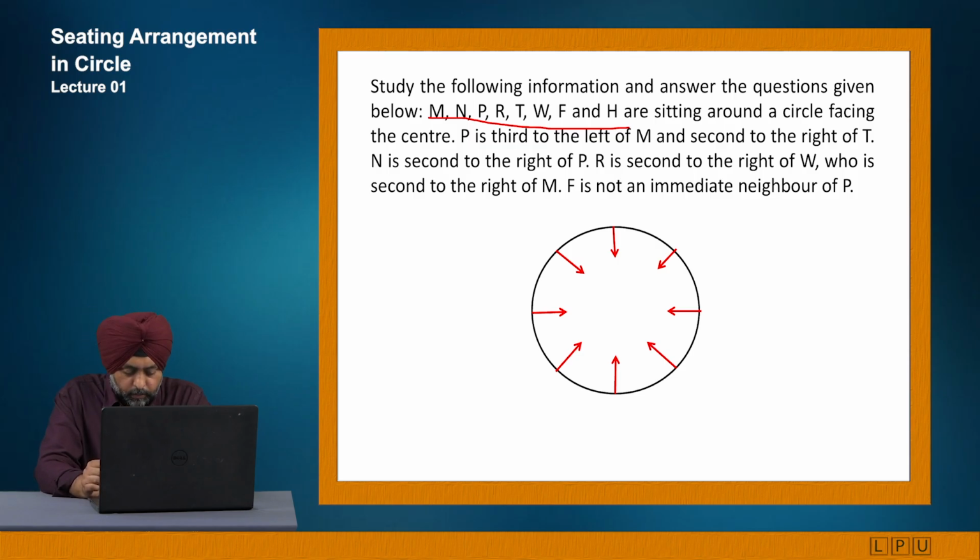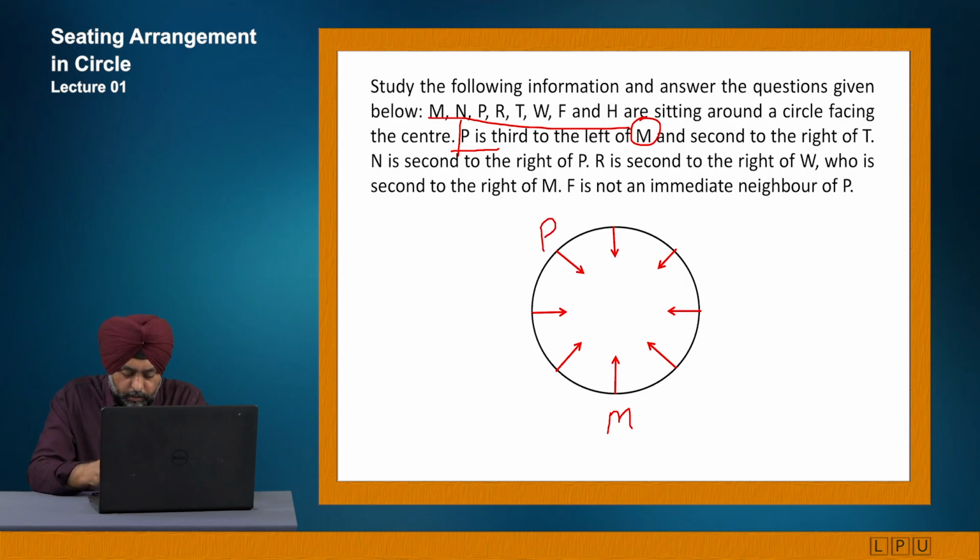Now, P is third to the left of M. This is the first line that we had talked about. This is the first line, it starts from here, the instructions. And the second person in the first line is M. So we will start the circle from M. P is third to the left of M. You know, left means clockwise. First, second and third. So P will come here.